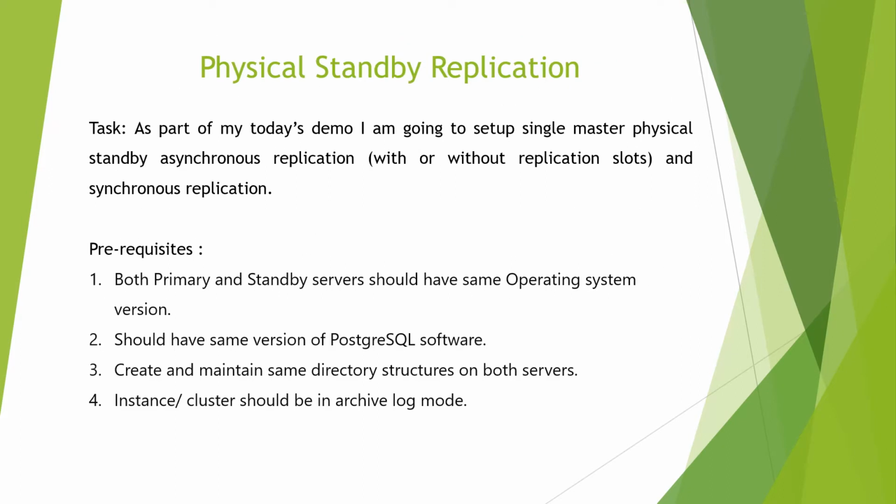As part of today's demo, I am going to set up single master physical standby asynchronous replication with or without replication slots, and synchronous replication. The prerequisites for this setup are: both primary and standby servers should have the same operating system, the same version of PostgreSQL software, and the same directory structures on both servers, and the instance or cluster should be in archivelog mode.